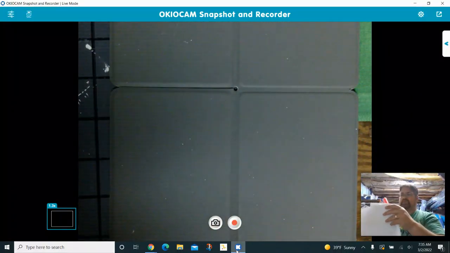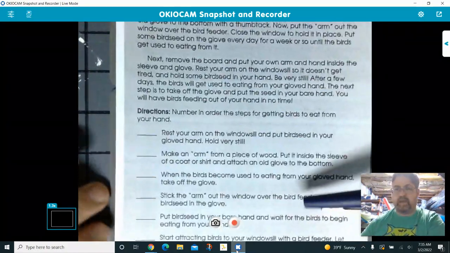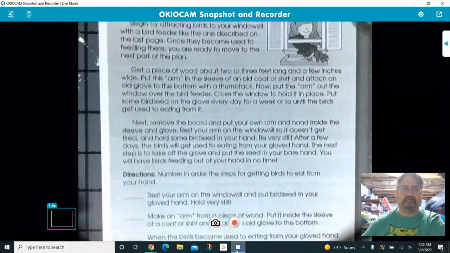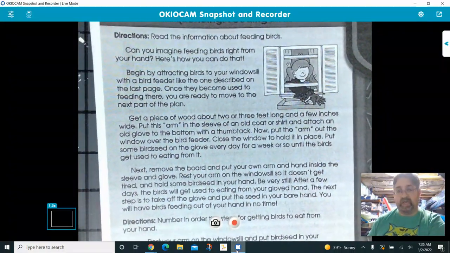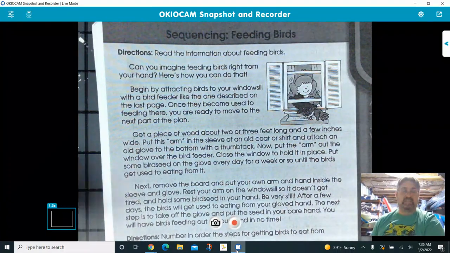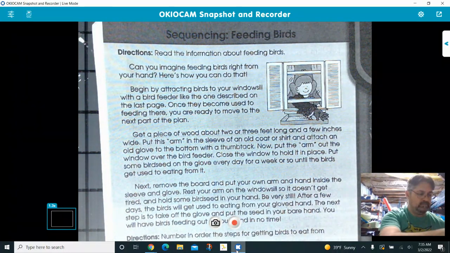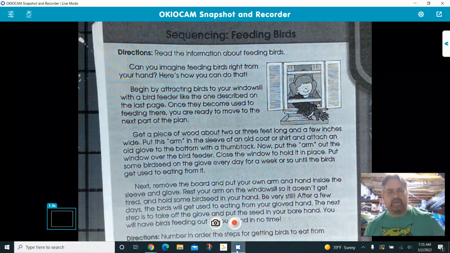Let's flip our page over. We're going to talk about sequencing. What happens first, second, third, fourth in the story. So we read about making a bird feeder yesterday. And this is sequencing with feeding birds. Maybe not necessarily from your bird feeder, but we'll see.